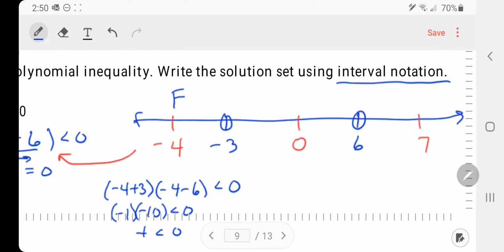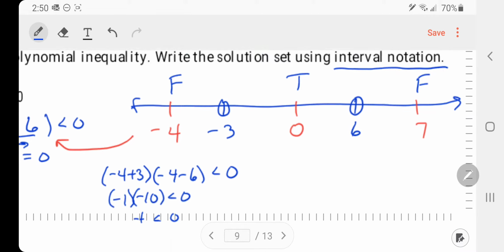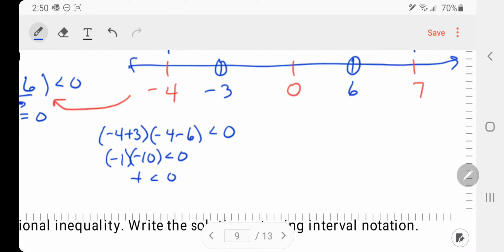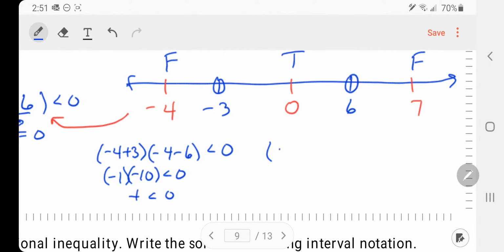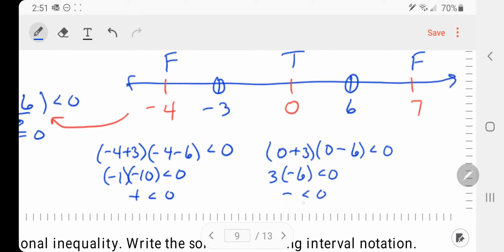And then I know a little secret about these inequalities. I know that normally they alternate. So if the first section is false, then it's probably going to be true-false because they usually alternate, okay? But just to check and make sure, we're going to test the test points. So 0 plugs in for each x. We're going to get 0 plus 3, which is 3. 0 minus 6, negative 6. Negative times a positive makes a negative. And a negative is less than 0. That is true.